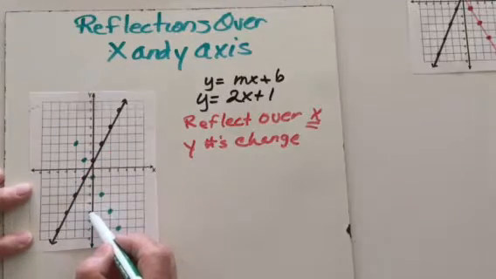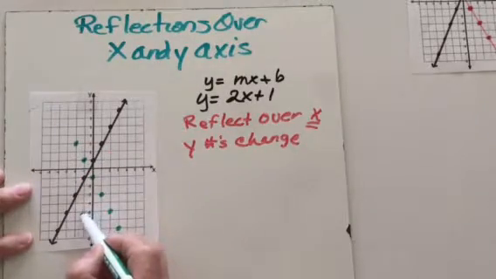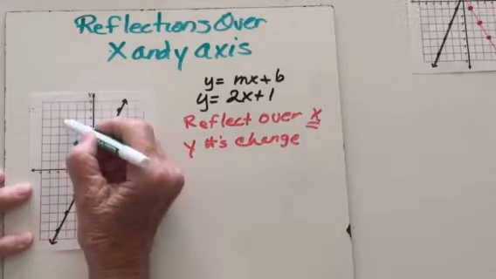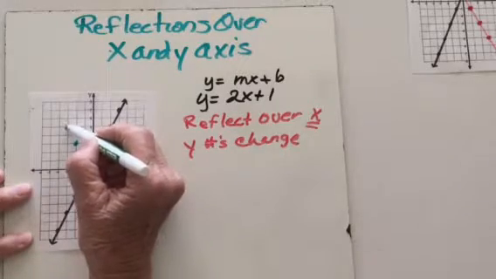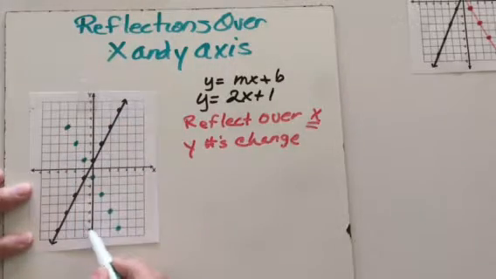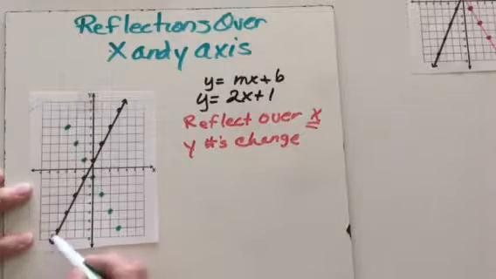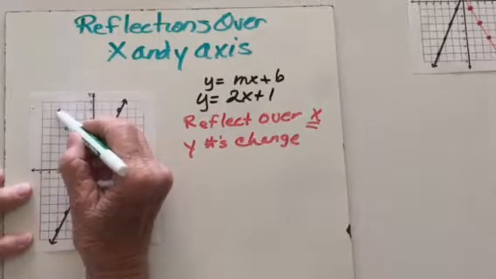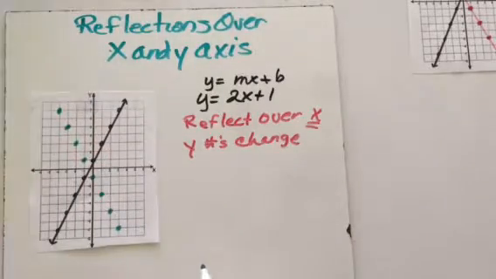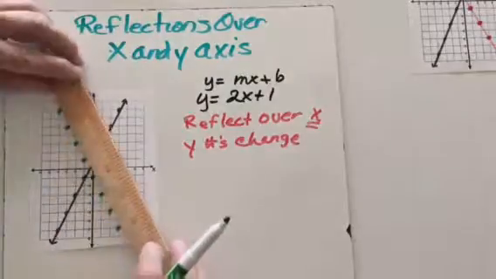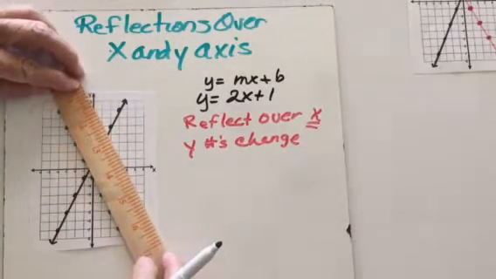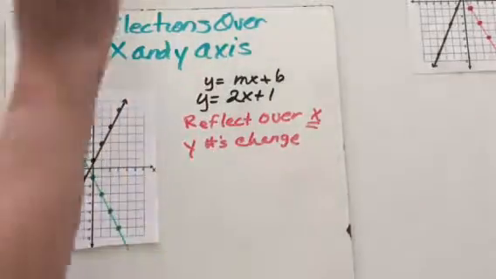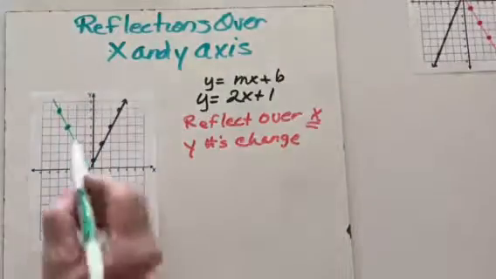This was -3, -5. I'm going to go way up to 5. This one was -4, -7. I'm going to go all the way up to +7. Now, I've reflected my line over the x-axis.